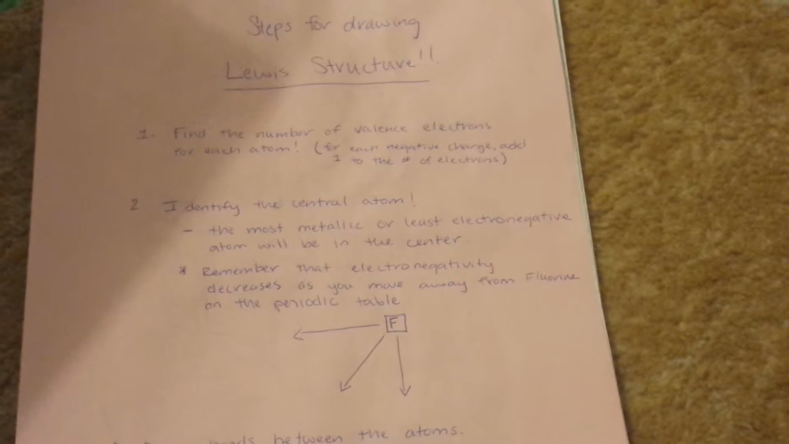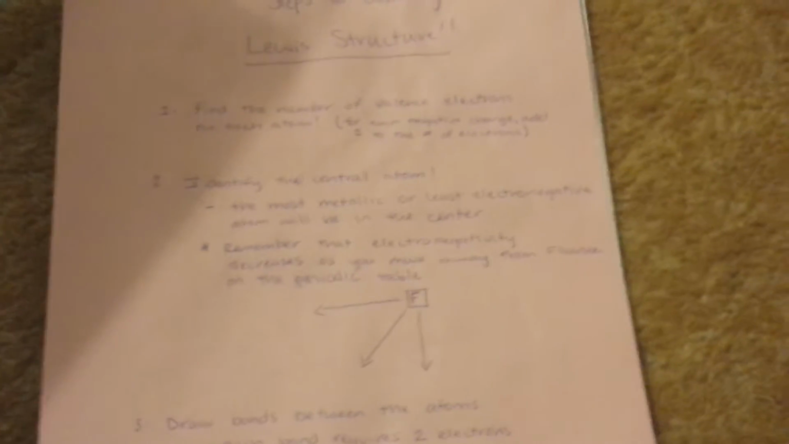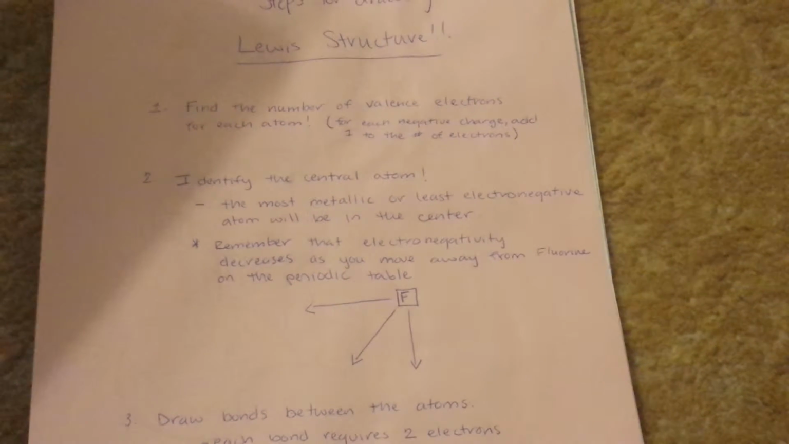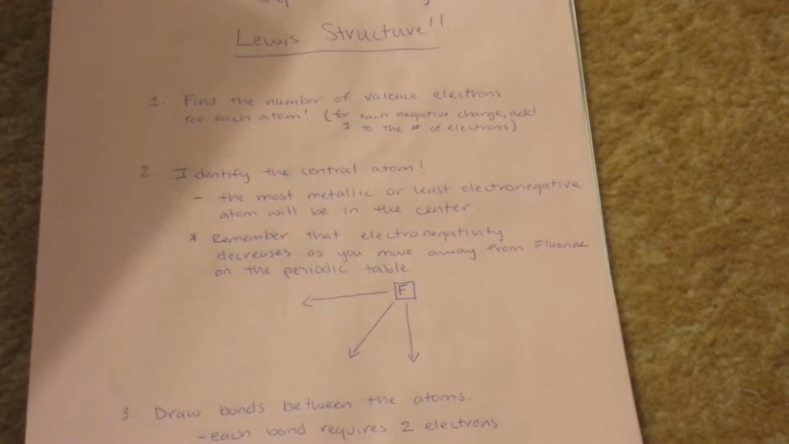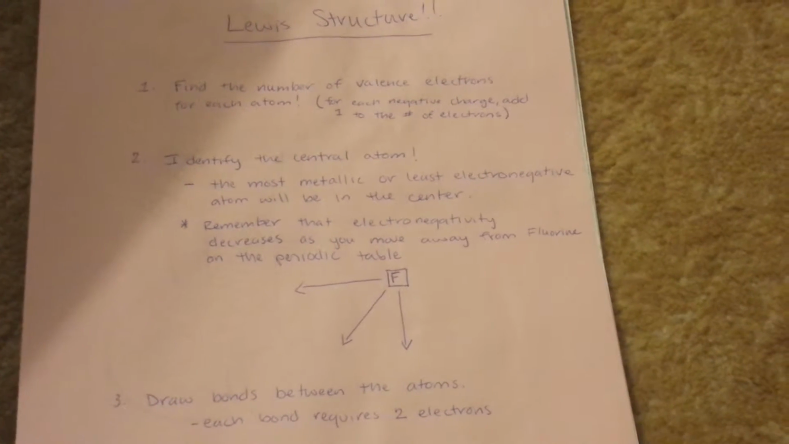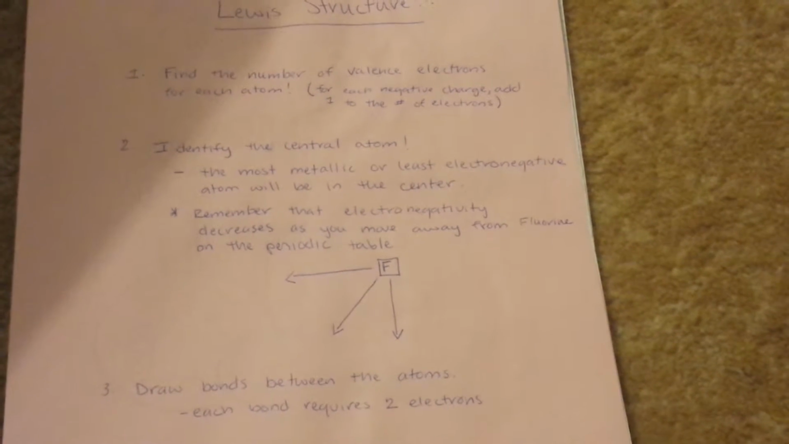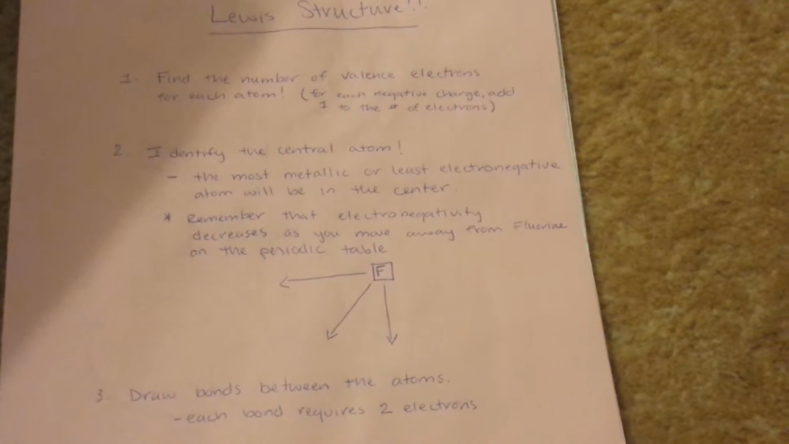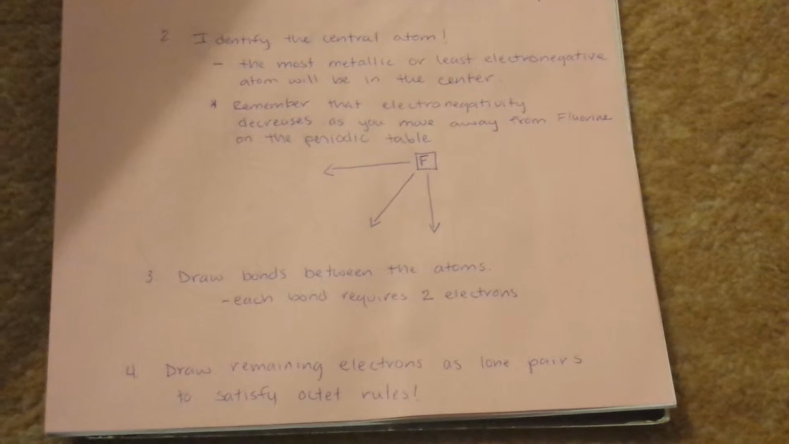Remember that electronegativity decreases as you move away from fluorine on the periodic table. Fluorine is located in the upper right area of the periodic table, and moving down to the left or diagonally away from fluorine, you experience a decrease in electronegativity.